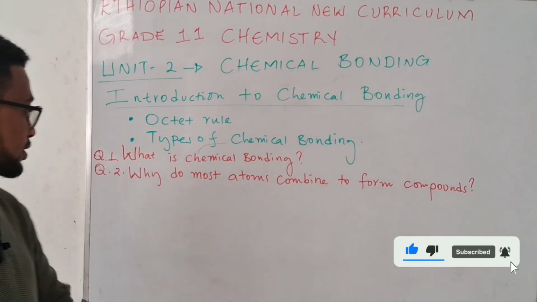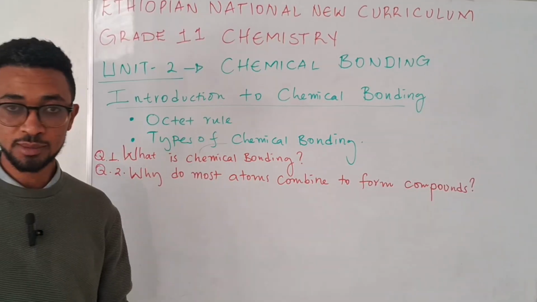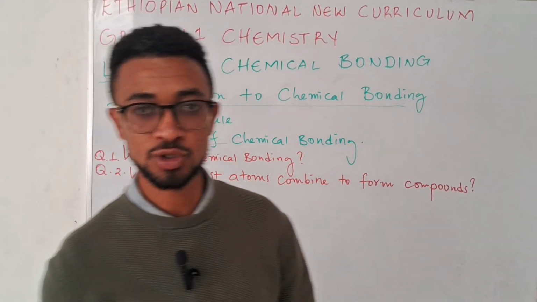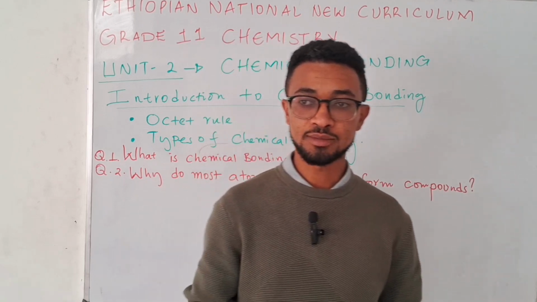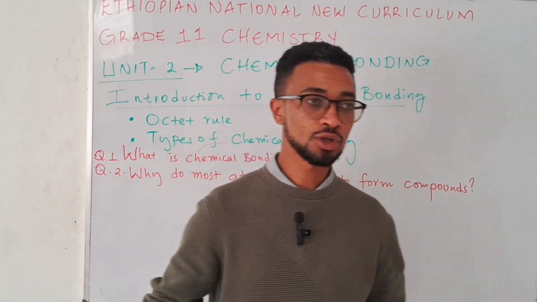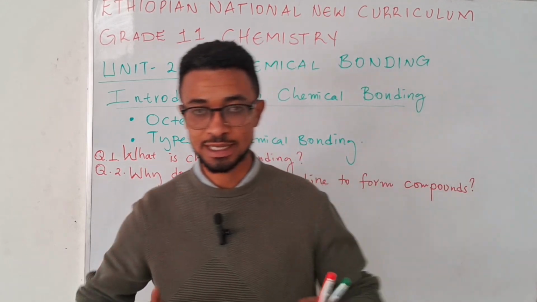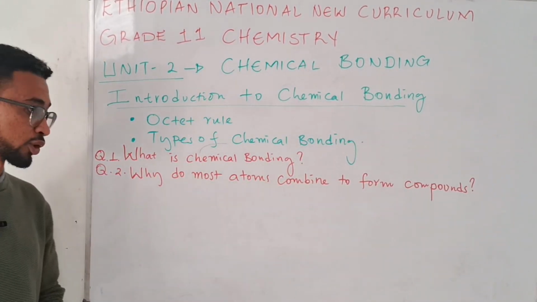The first question is to define chemical bonding. What is chemical bonding? Chemical bonding is basically the electrostatic force of attraction holding atoms together, holding atoms in a molecule, holding atoms in compounds, and also holding other particles such as ions and molecules together. This is called chemical bonding.